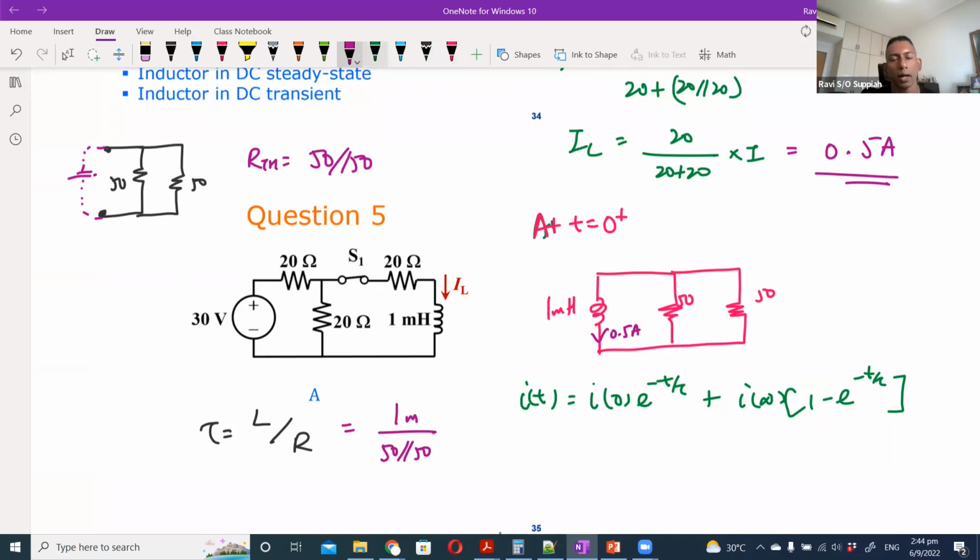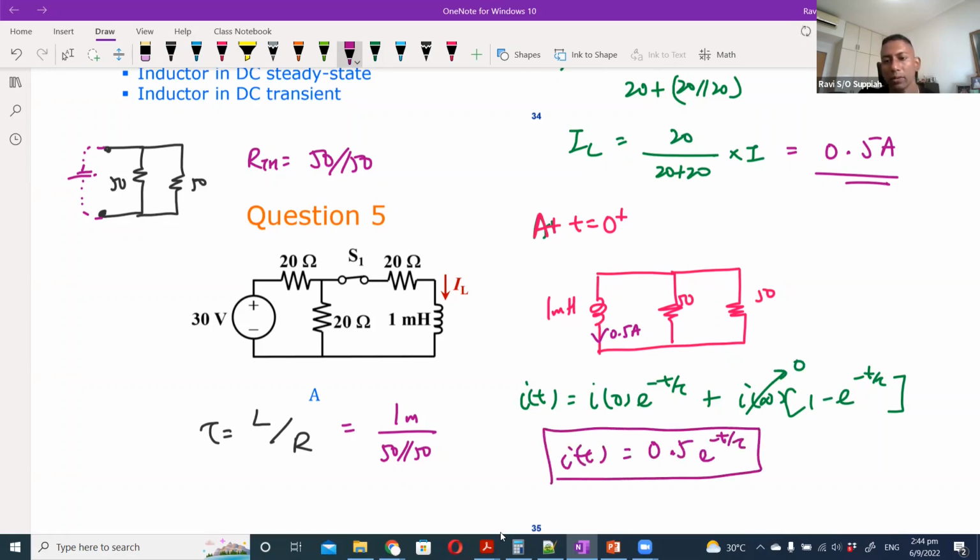Okay, that is how you calculate the time constant for this. Now coming back to this expression, we know that I0 is 0.5 ampere, and I infinity is, if I leave this circuit as it is, as the inductor discharges all this current, it will eventually go to 0. So the only part left is your I0, which is 0.5 e to the minus t over tau. That is the expression for the current through the inductor.